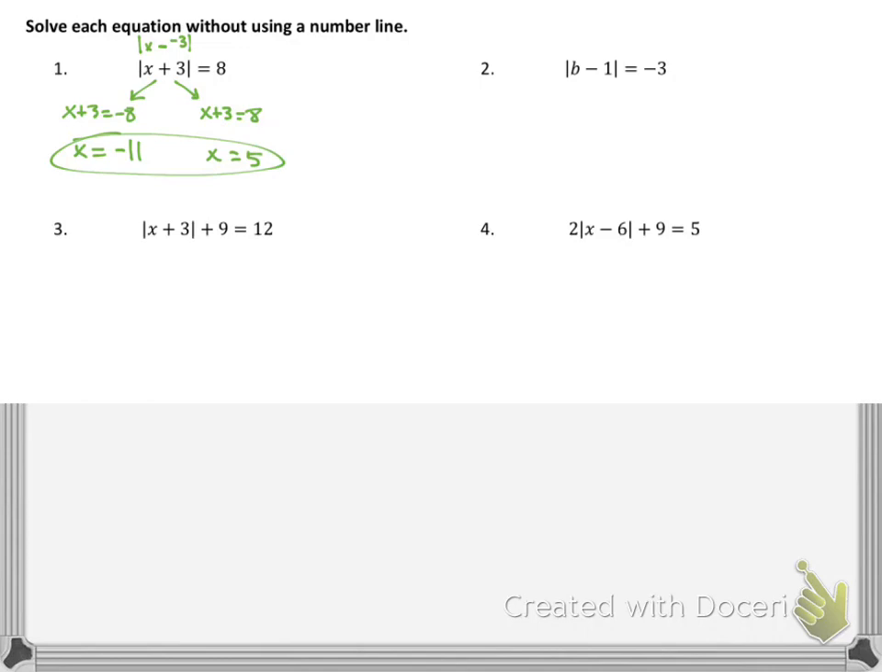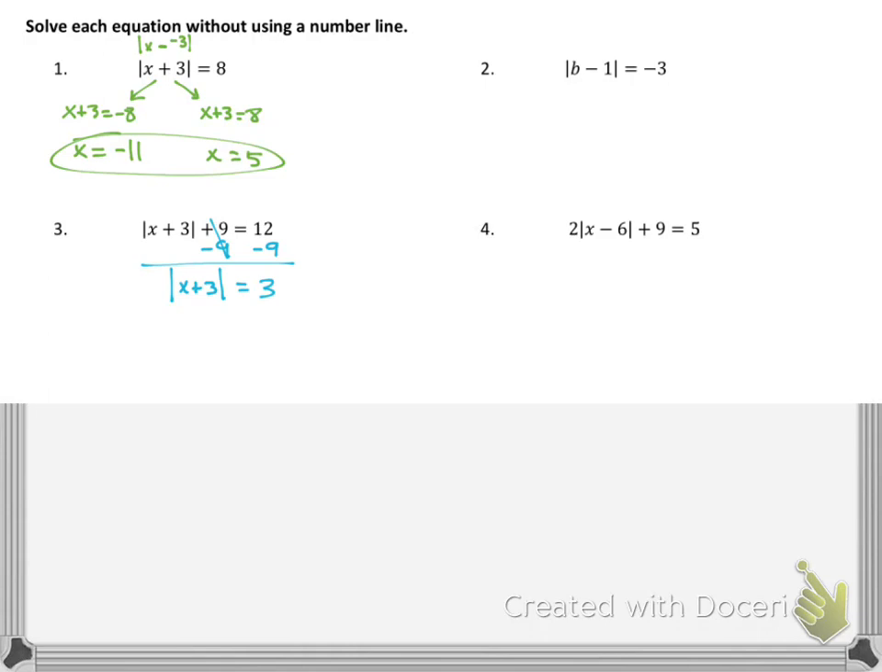Why don't you try number 2 again? You know what? Let's do number 3, and then I'll have you do numbers 2 and 4 on your own. So number 3, you want to make sure the absolute value is isolated, right? So what I mean here is that right now, I want to get rid of that 9 first, and then I have the absolute value of x plus 3 is equal to 3.